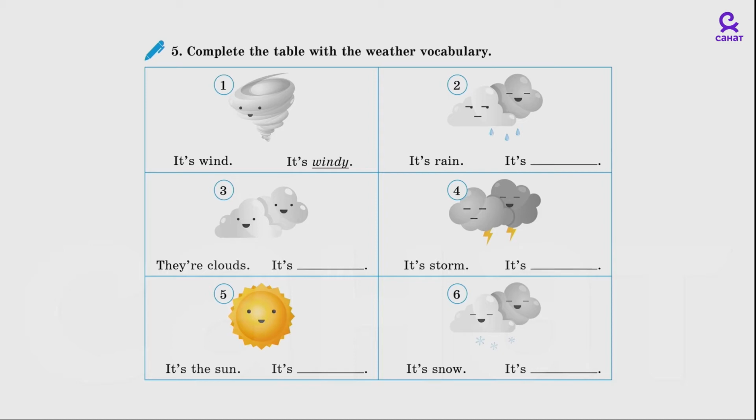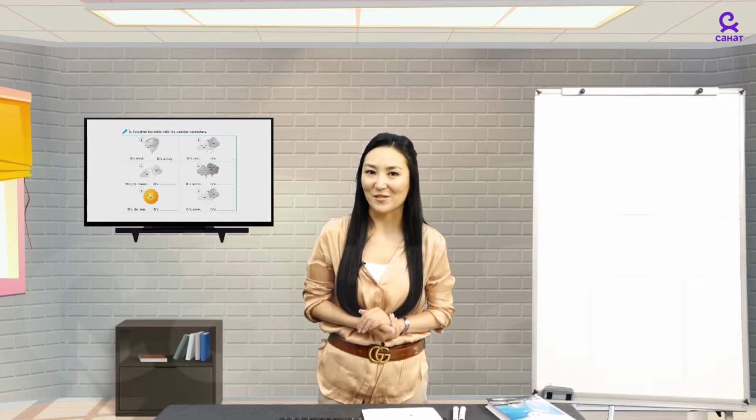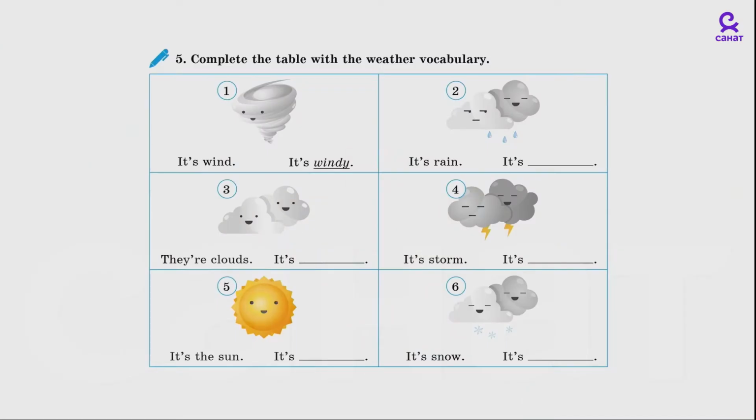Now, work with your classmate and compare your answers. Alright, let's check it all together. It's rain. It's rainy. There are clouds. It's cloudy. It's a storm. It's stormy. It's the sun. It's sunny. It's snow. It's snowy.